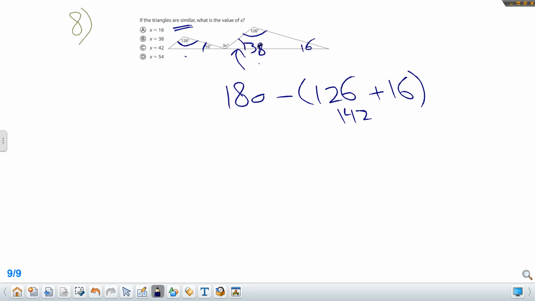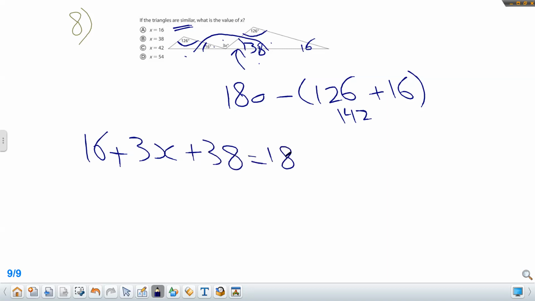How to find that? Here you notice that you have a straight angle. Which one? Yes, this one. This straight angle contains three angles: angle of measure 16, angle of measure 3x, angle of measure 38. So now we can say the sum of 16 and 3x and 38 equals 180. Then you can solve it as an equation. Add 16 and 38, then 3x plus 54 equals 180.